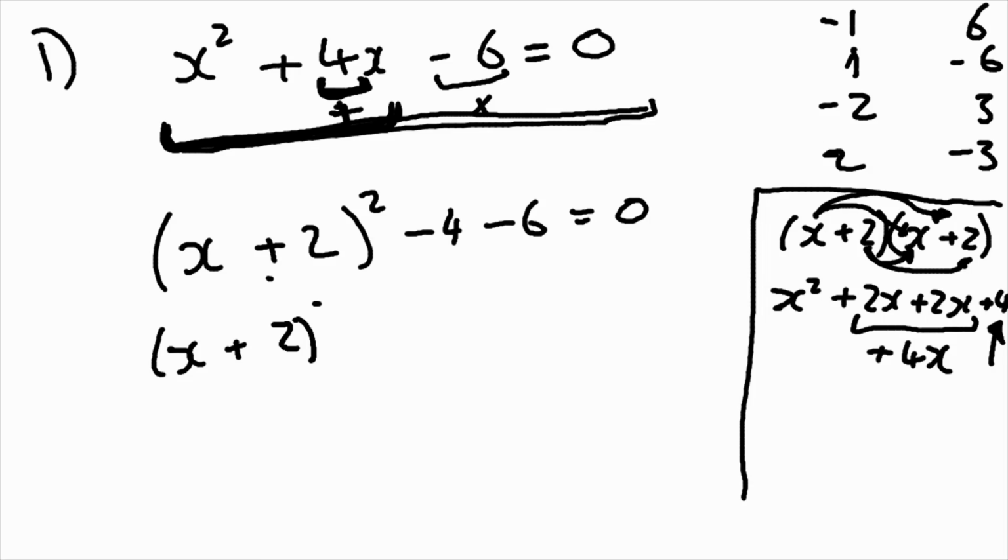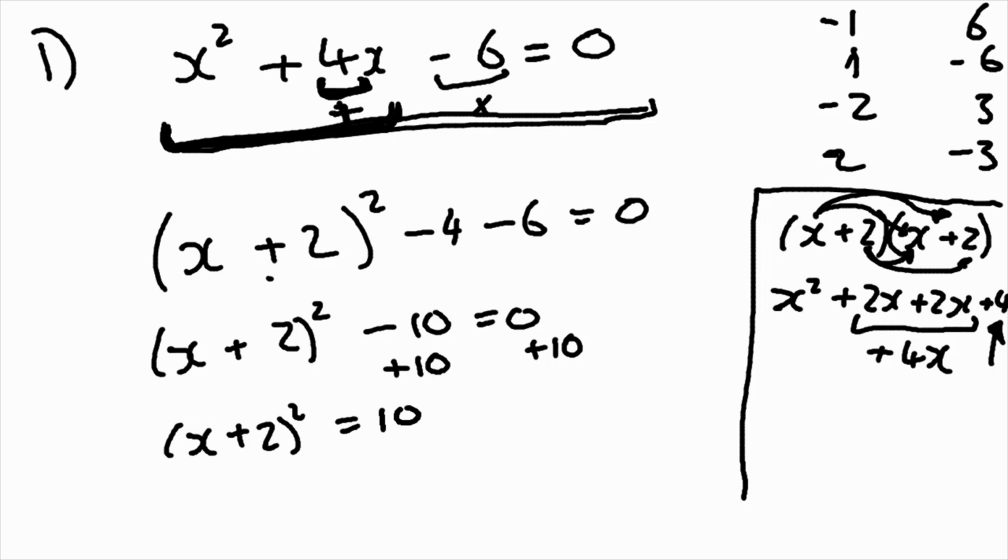If we simplify, now we can solve this. We've got a minus 10 here. How do we get rid of a minus 10? Well, we add 10. And what we do to one side of the equation, we have to do to the other. x plus 2 squared equals 10.